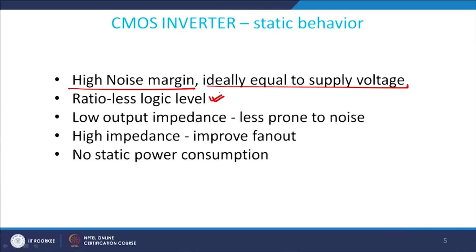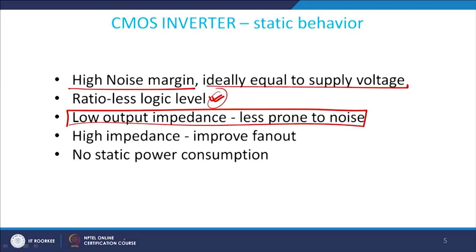So, if you go back to your previous case, the ratioless logic is there, which means it is independent of W by L. Since the output impedance is a low impedance node, it is less prone to noise, and this is a very standard way of looking at it: whenever an output is connected to high impedance, you have less noise immunity. When it is connected to a low impedance node, the noise immunity is higher and therefore you have less noise at the output node.